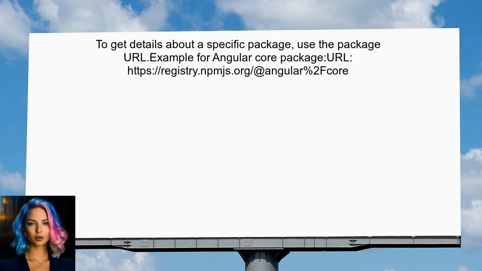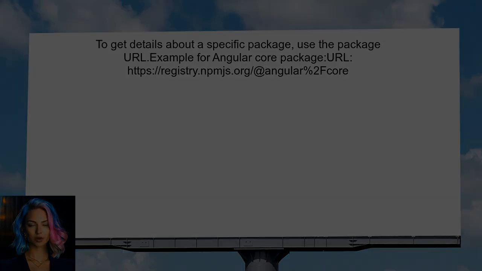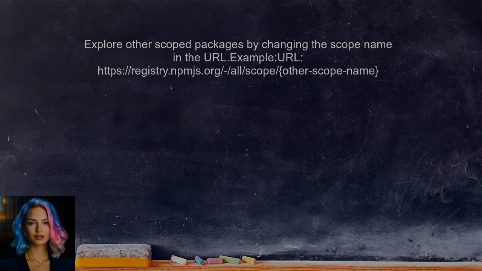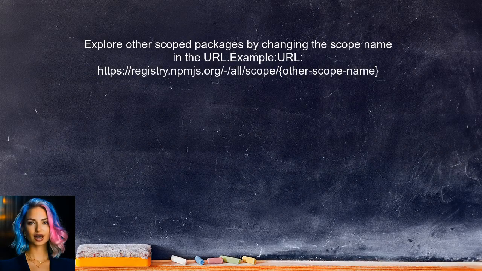If the user is looking for a specific package, they can directly access the package URL. For instance, to get details about the Angular core package, they can use the following URL. Additionally, the user can explore other scoped packages by replacing Angular in the URL with any other desired scope name. This allows them to discover various packages under different scopes.